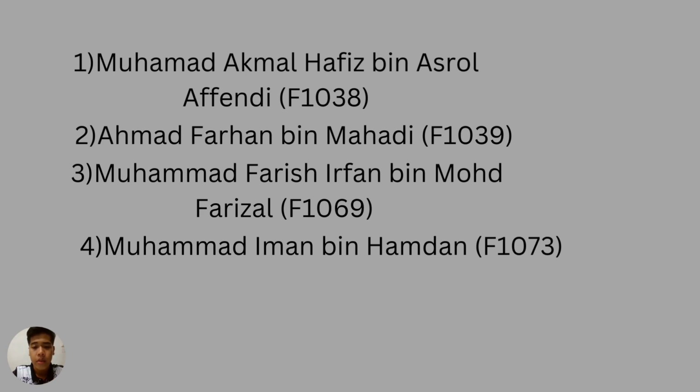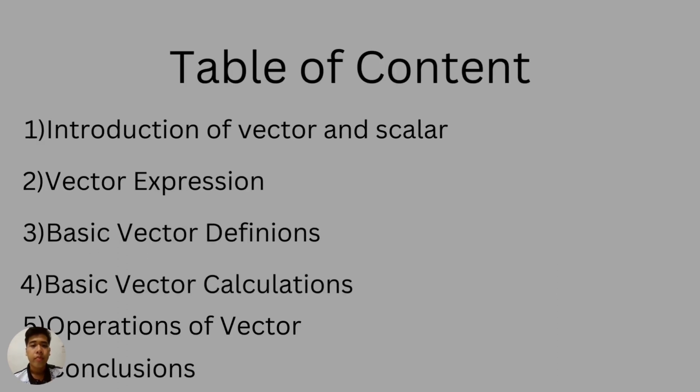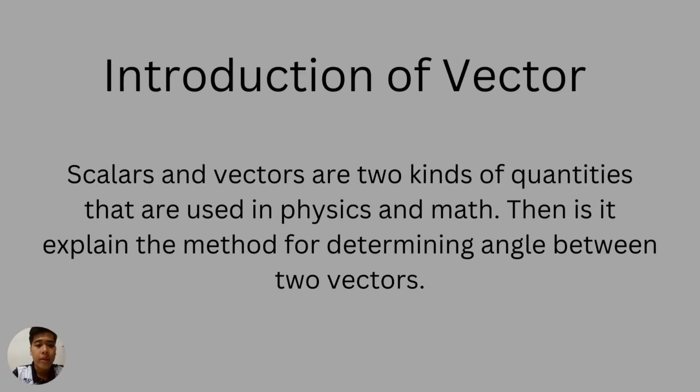I will talk about introduction of vector and scalar and vector expression. Introduction of vector. Scalar and vector are two kinds of quantity that are used in physics and math. Then it is explained the method for determining angle between two vectors.